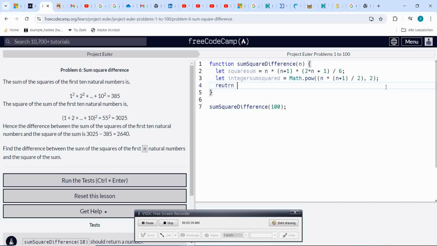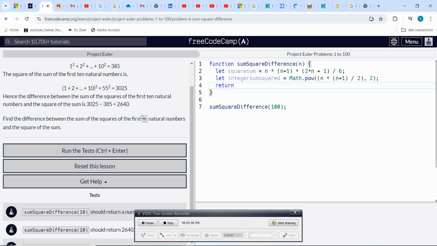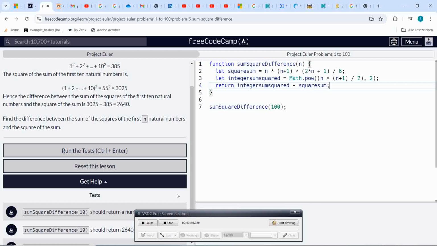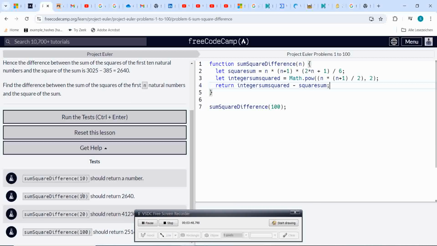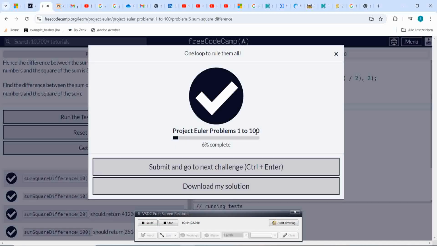Then return square sum, and we should be done. Before I embarrass myself again here, let's check with the output if I'm correct with this one. And I'm correct.